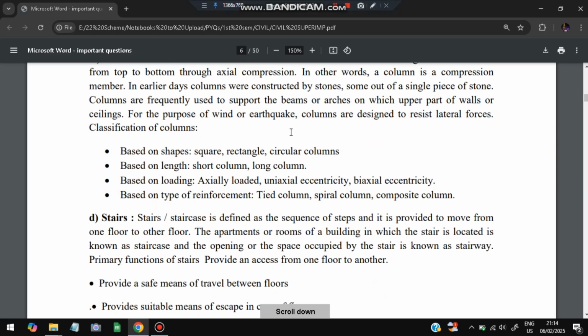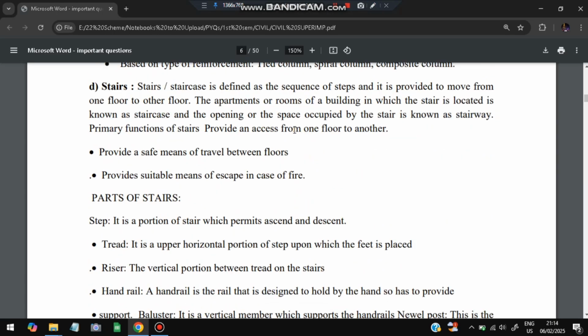Okay. Next is a very interesting question. Stairs. What is a stair? We all know what it is, but the definition you need to write, right? A staircase is defined as a sequence of steps that is provided to move from one floor to another floor. Okay. The apartment or room of a building in which the stair is located is called a staircase, and the opening space is called a stairway.